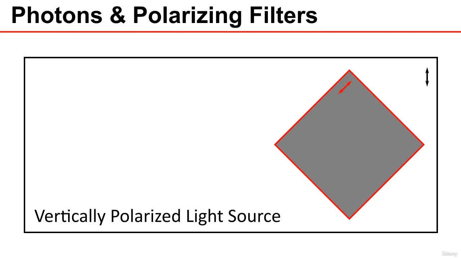In general, if the photons and the filter are a small angle apart, say 10 degrees, then most of the light would pass through. And if the angle between the filter and the photon polarization was large, say 80 degrees, then very little light will get through.